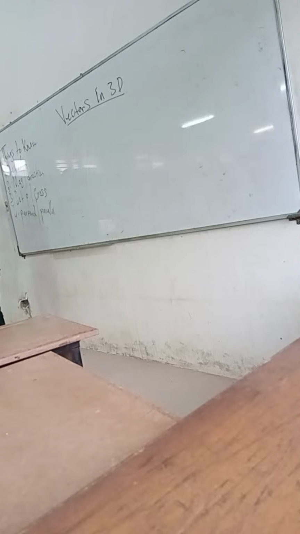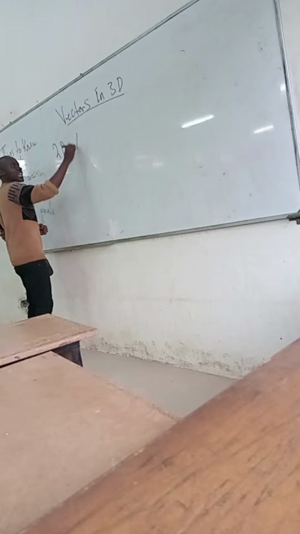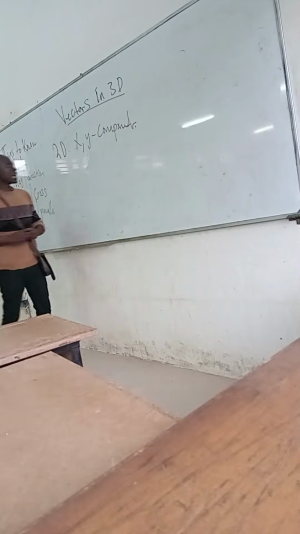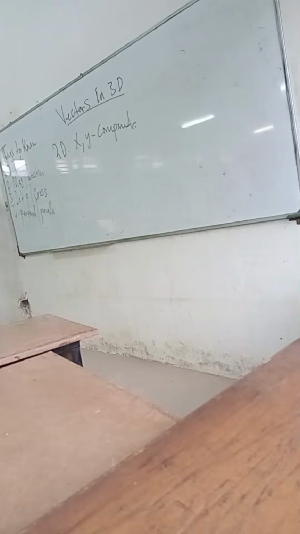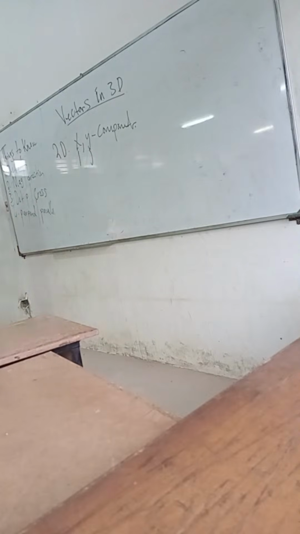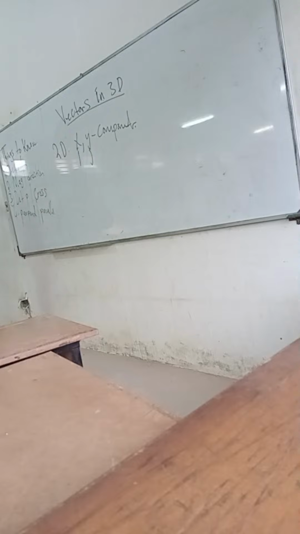Do you remember vectors in 2 dimensions? X and Y. When you talk about 2-dimensional vectors, we're talking about X components and Y components. Every time you hear the word 2 dimension, always think of X and Y. Now, what is the unit for X? I. The unit for Y is J. So vectors in 2 dimensions have I and J. I refers to X components, J refers to the Y components.